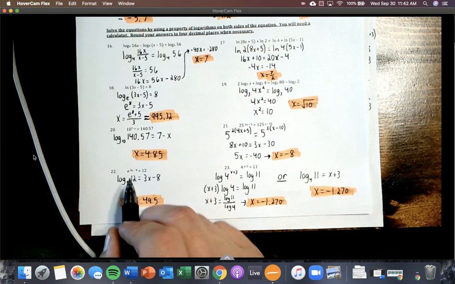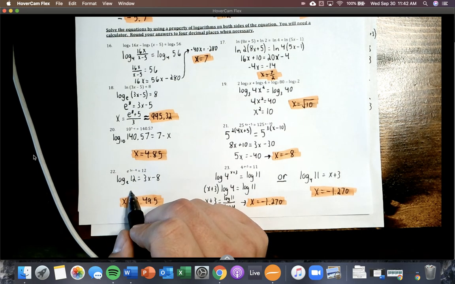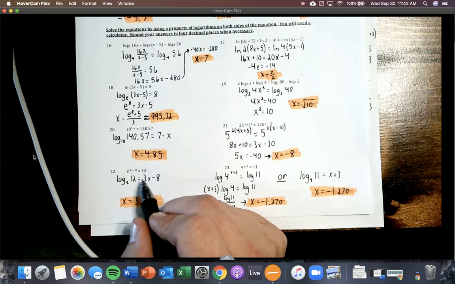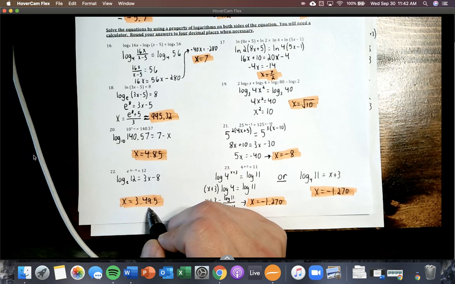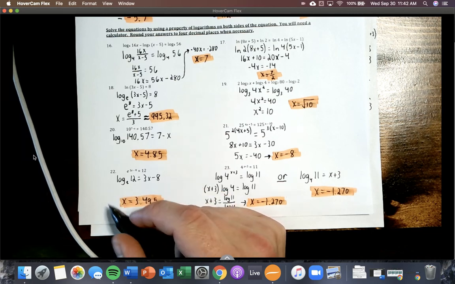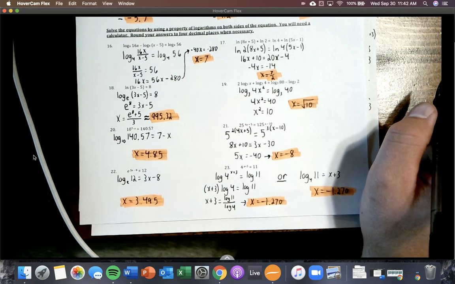Number 22, we see our variable in the exponent, so we know we're going to have to change it to a logarithm. And then once we have it in log form, it just becomes an algebra problem, right? We subtract the 8, we divide by 3, and we end up getting x equals 3.495.